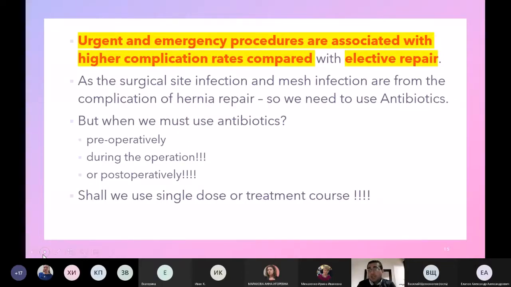Urgent and emergency procedures are associated with higher complication rates compared with elective repairs, as surgical site infection and mesh infection are complications of hernia repair, so we need to use antibiotics. But when must we use antibiotics? Shall we use them pre-operatively, during the operation, or post-operatively? And if we would like to use them, shall we use just a single dose, and when, or a treatment course?